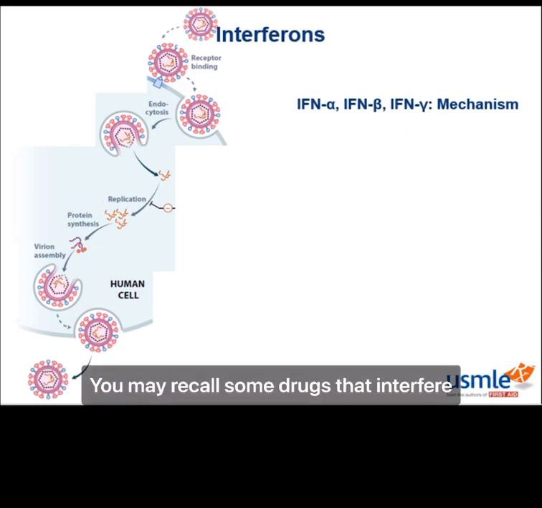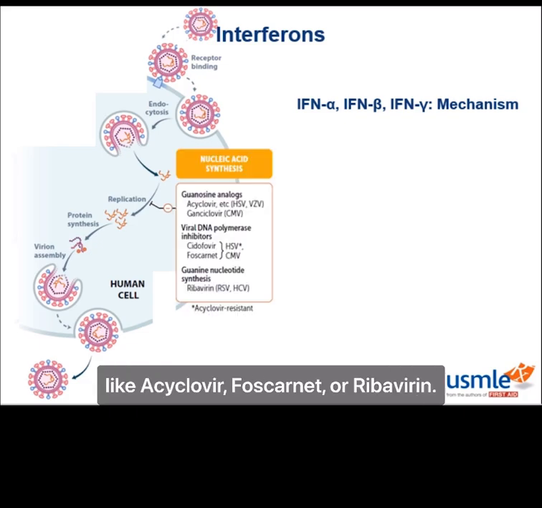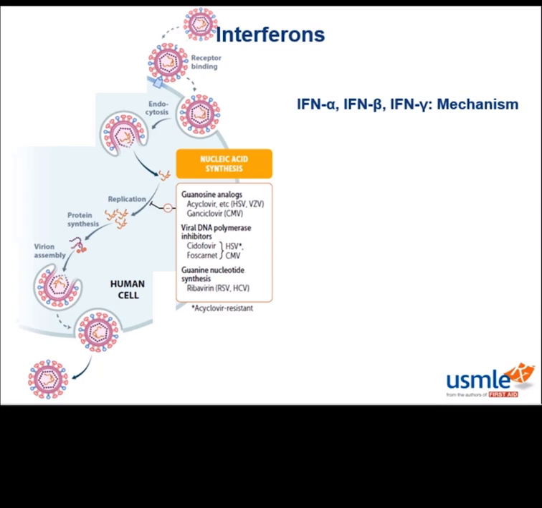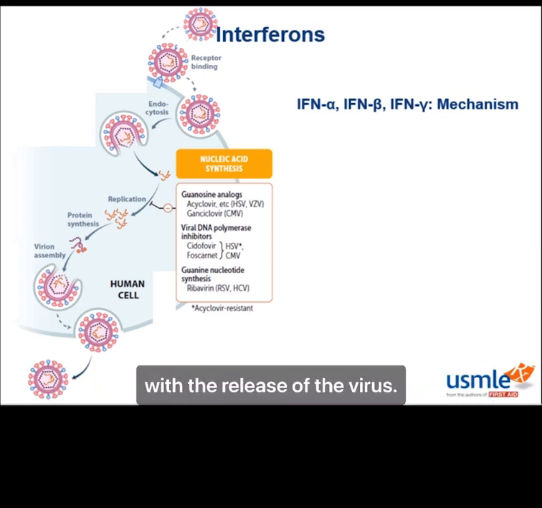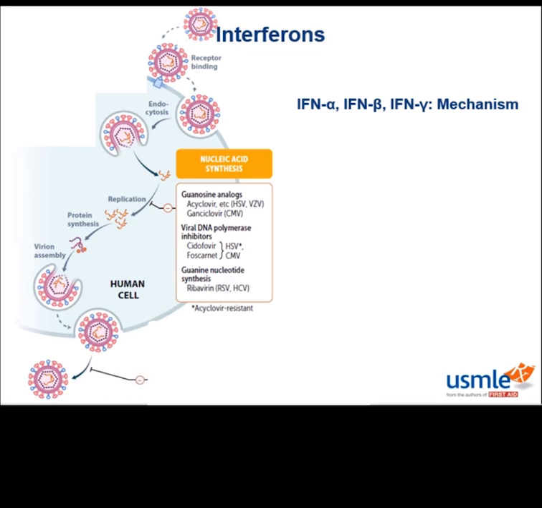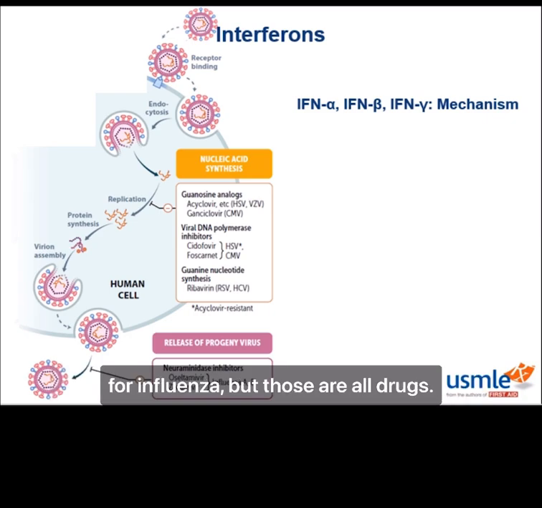You may recall some drugs that interfere with the replication part, like acyclovir, foscarnet, or ribavirin. You may have even heard of drugs that interfere with the release of the virus. Can you remember what an example is? The neuraminidase inhibitors like oseltamivir for influenza. But those are all drugs. We're here to talk about interferons.